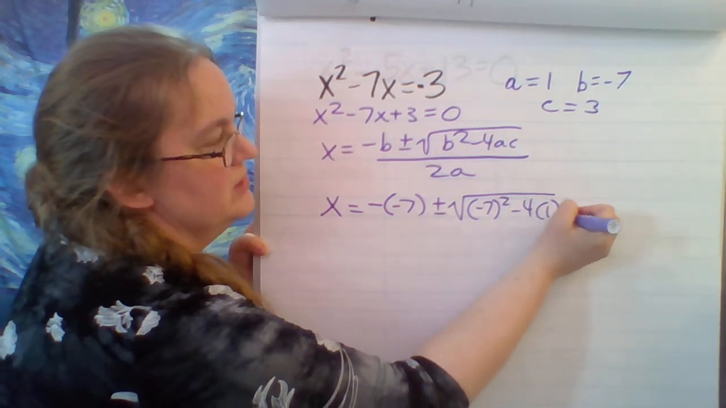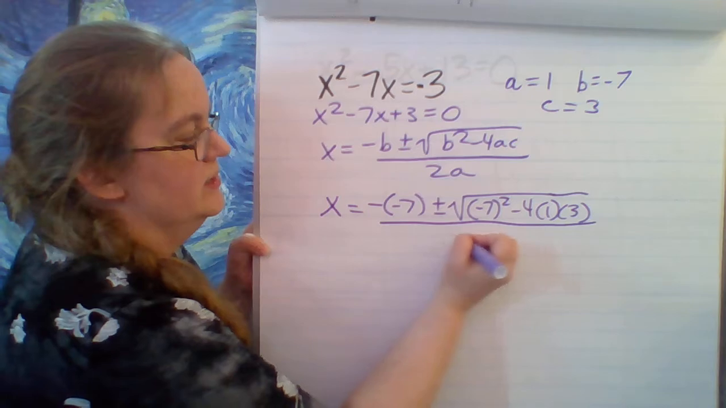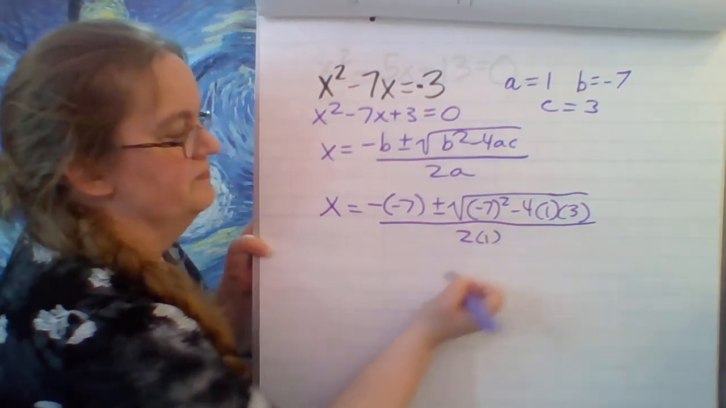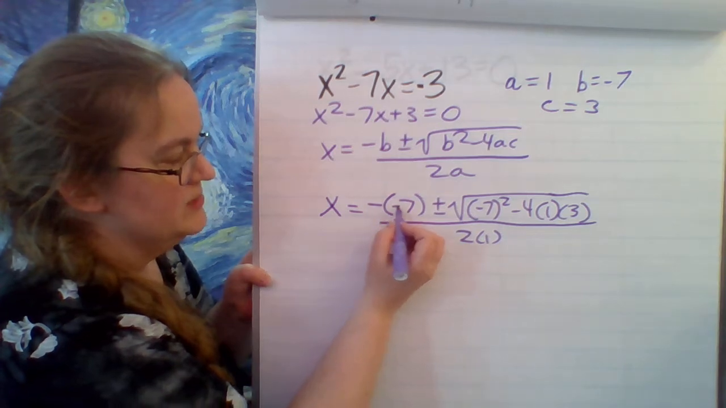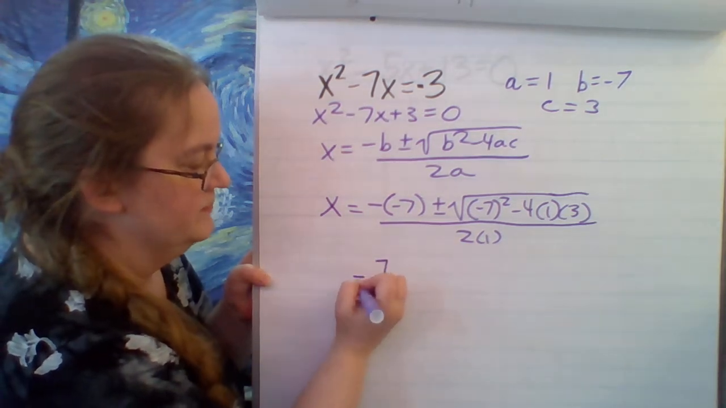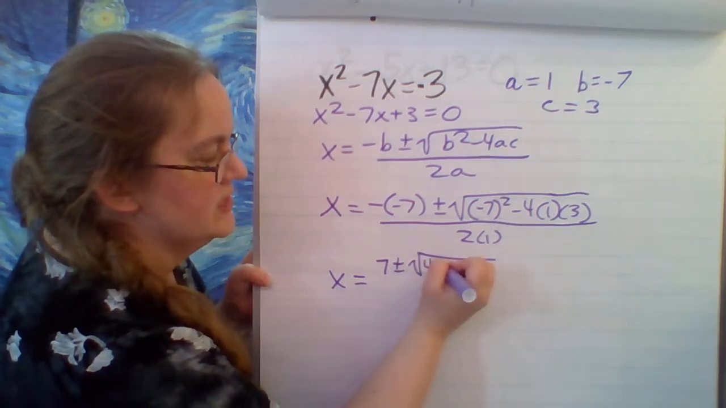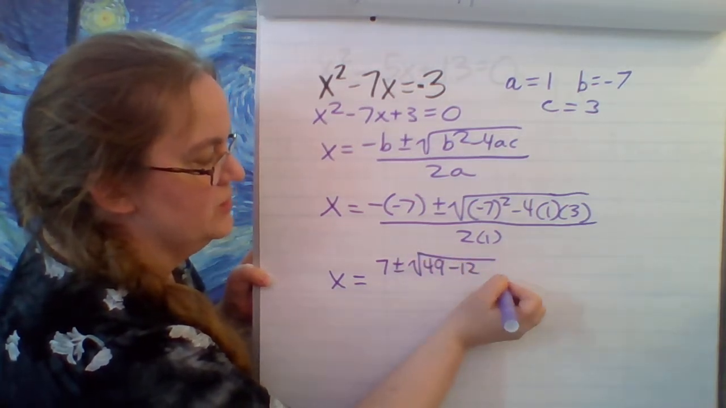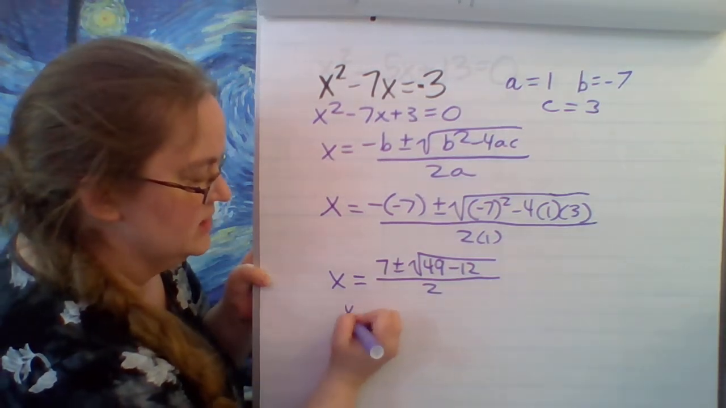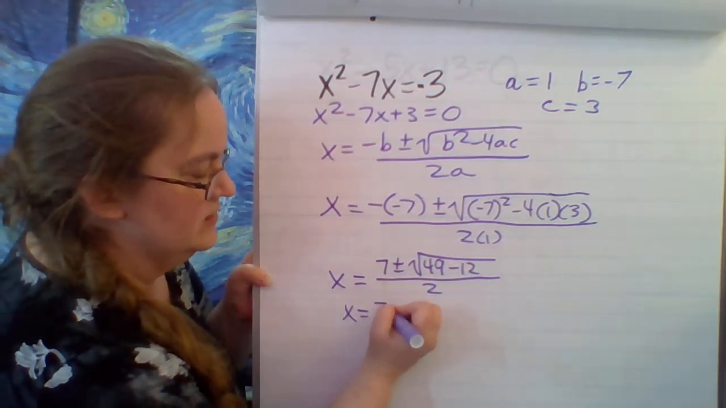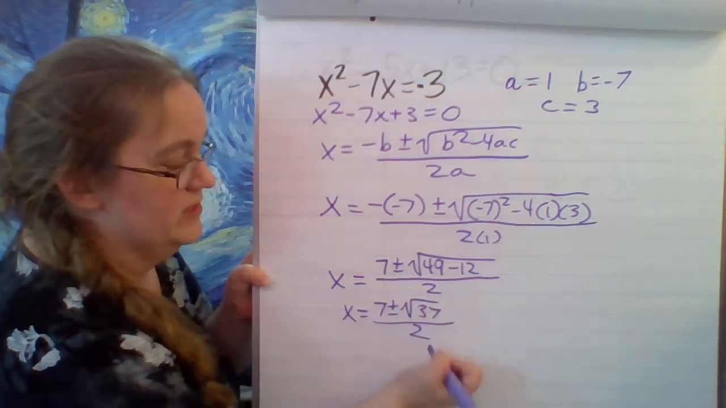4 times 1 times 3, divided by 2 times 1. All right, so starting to simplify, the opposite of negative 7 is 7 plus or minus the square root. Negative 7 squared is 49 minus 12. The whole thing divided by 2. So this is going to be x equals 7 plus or minus the square root of 37 divided by 2.